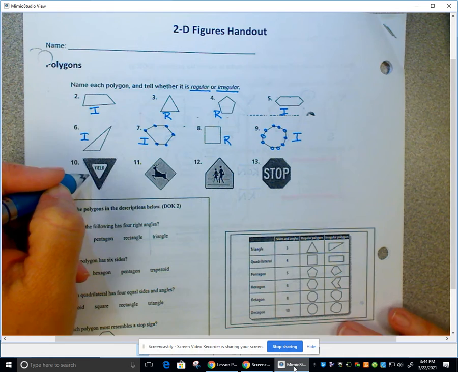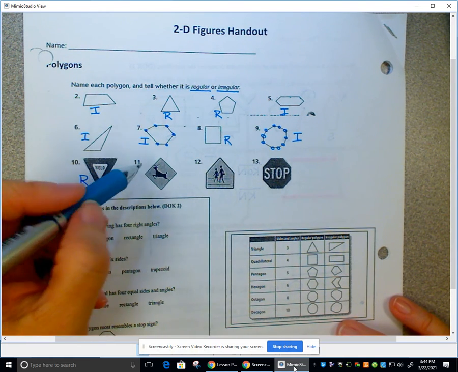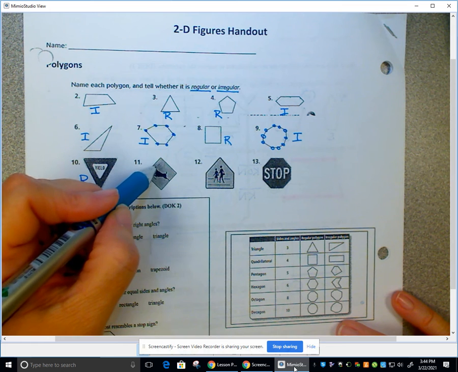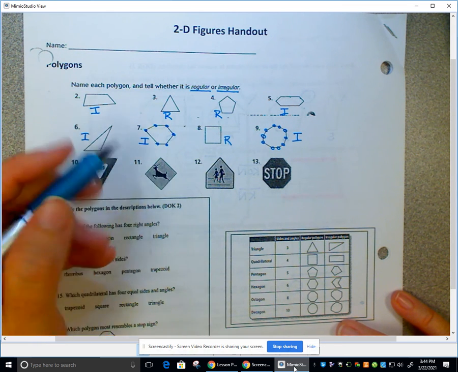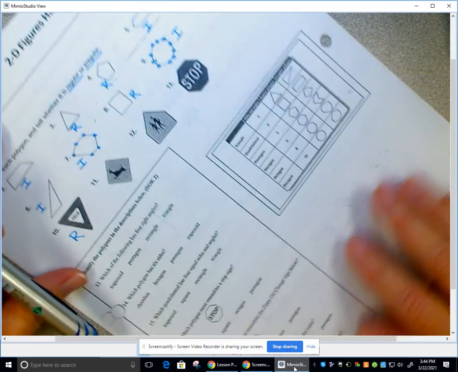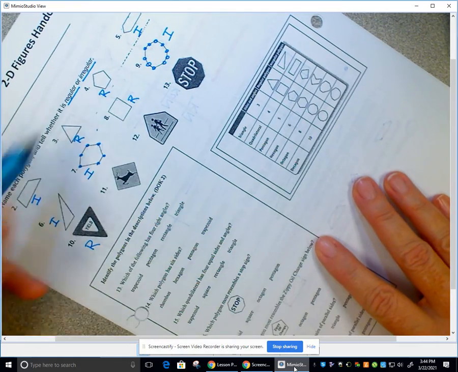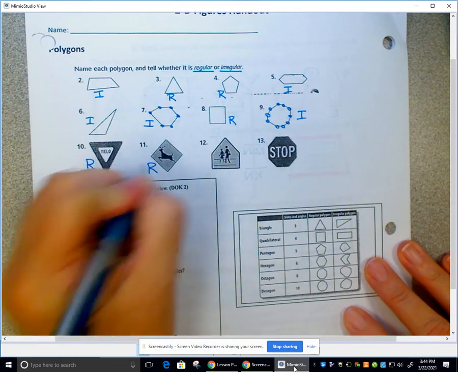Look at this yield sign. It's a triangle, and it's definitely regular. Look at this sign. All the sides are the same length. All the angles are the same. It's actually a square. You may think it's a rhombus, but if you turn it, then you can see it's a perfect square. So that's definitely regular.